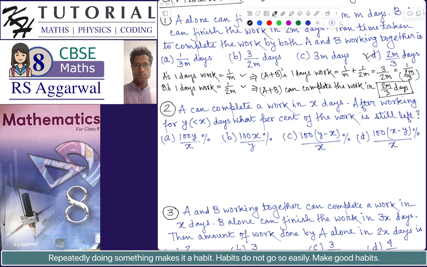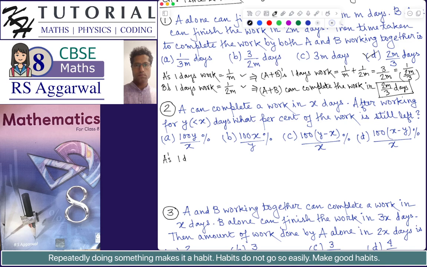Now definitely if Y is less than X, then after working for Y days, the whole work will not be complete, because the whole work is completed in X days by A. So some part of the work will be left, and we have to find the percentage of the work left. The percentage of the work left will be based on the whole work, which is always 1.